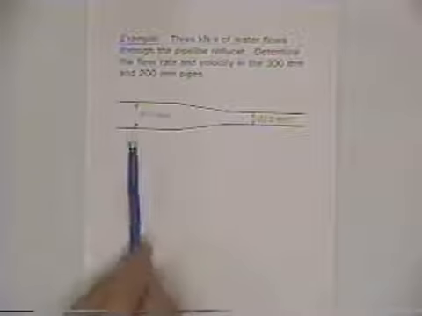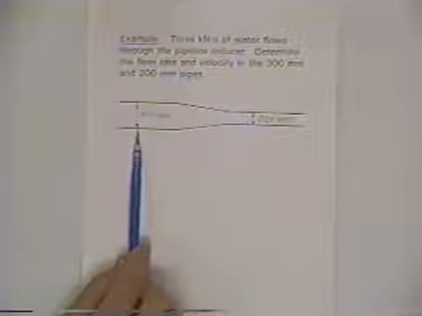Okay. And just another example to give us the opportunity to think through conservation of mass in terms and units and equations related there too. We've got 3 kilonewtons per second of water flowing through this pipeline reducer. We want to determine the flow rate and the velocity in this section that has a diameter of 300 millimeters, and also in this section that has a diameter of 200 millimeters.